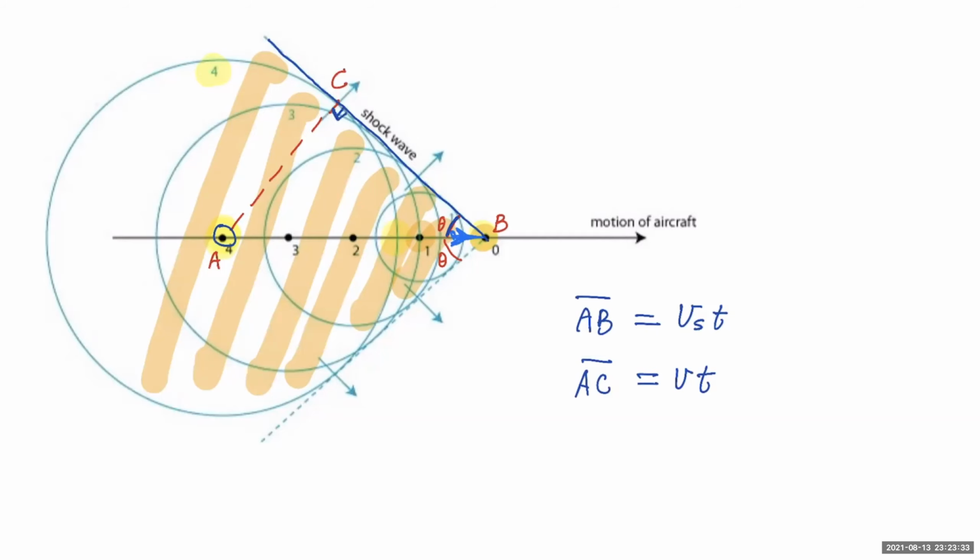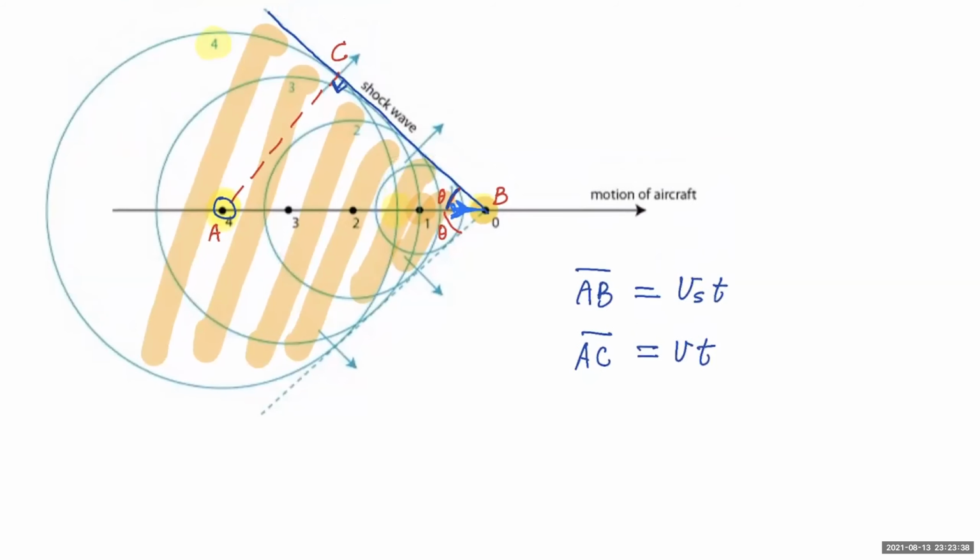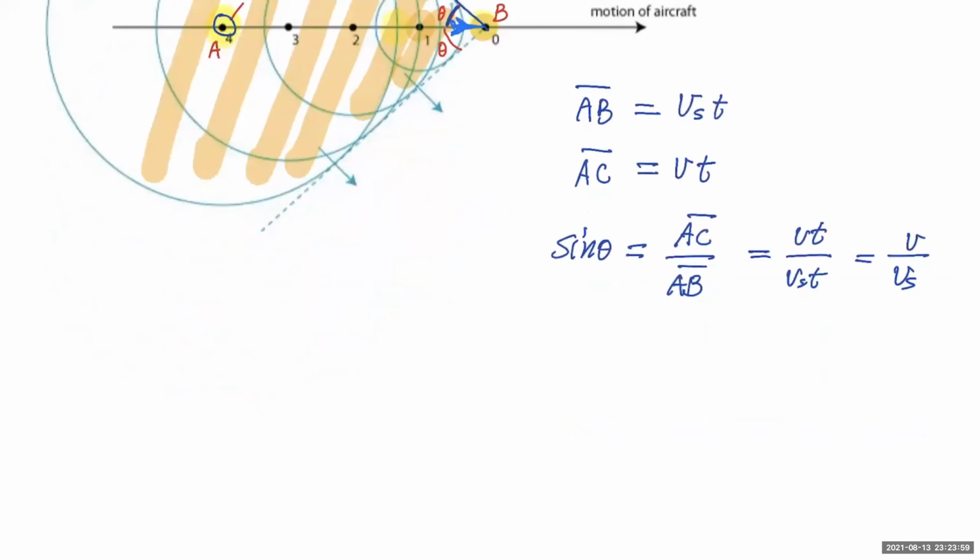So in the right angle triangle ABC, what do I have? I have sine theta equals what? Equals AC over AB. But AC equals VT and AB equals V source T. So you cross out the T, and you get V over Vs. And this tells me how to find the angle theta. Theta is the inverse sine of V over Vs.